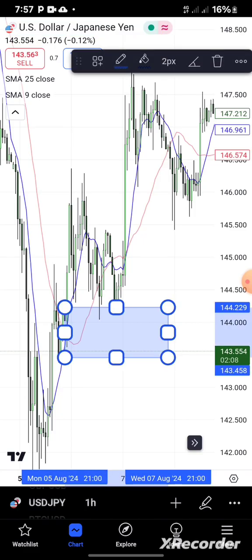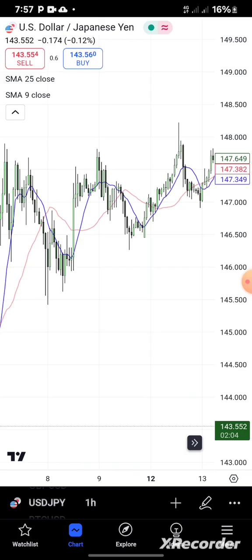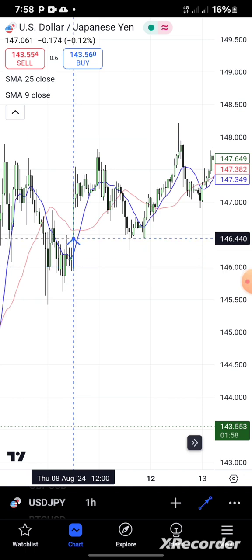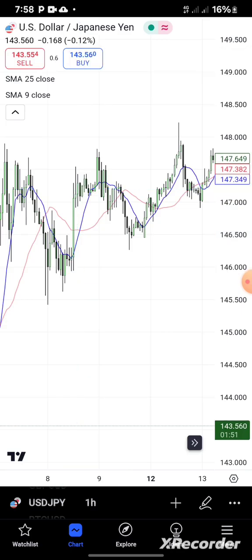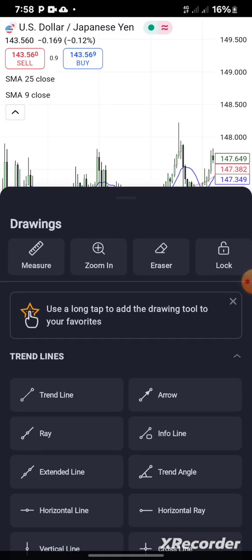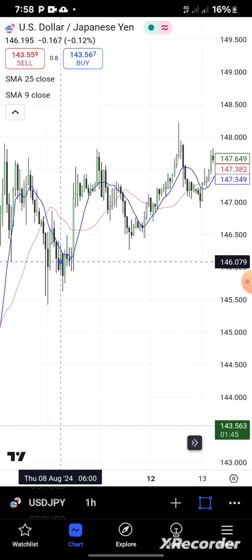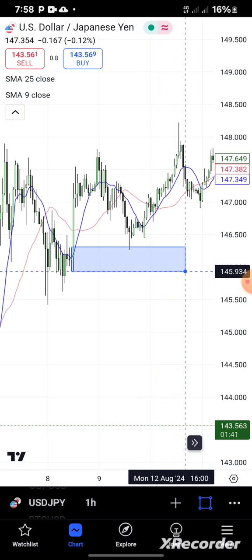Let me show you another demand zone. Another demand zone is right here. You see, we had a very big move to the upside from here. Now price is going to retest this zone. We mark that zone like this.